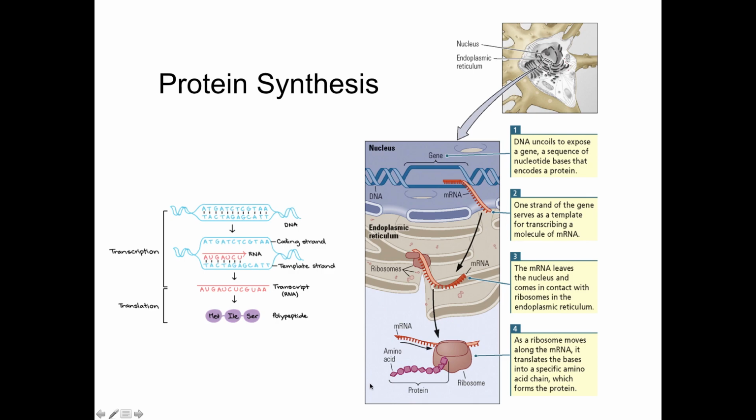So let's look at this picture. Again, in the beginning, the DNA uncoils to expose a gene, which is a sequence of nucleotide bases that encodes a protein. One strand of the gene serves as a template for transcribing a molecule of messenger RNA. The messenger RNA will leave the nucleus and come in contact with the ribosome in the ER. Then as the ribosome moves along the messenger RNA, it translates the bases into a specific amino acid chain, which will eventually form this protein.